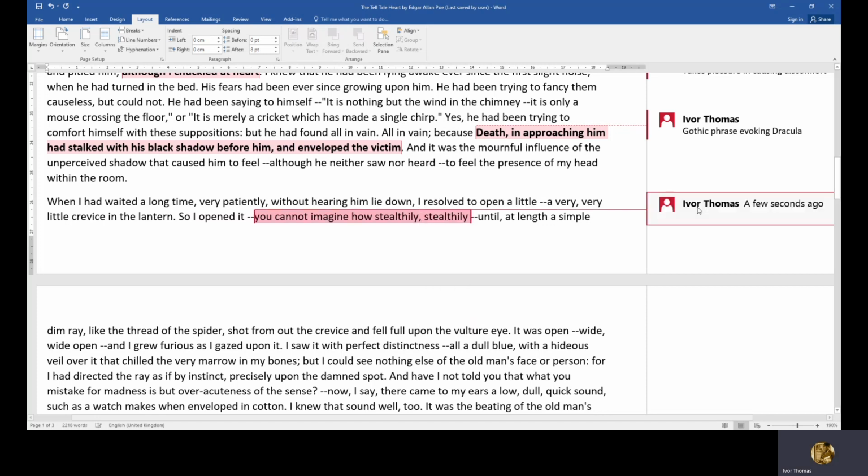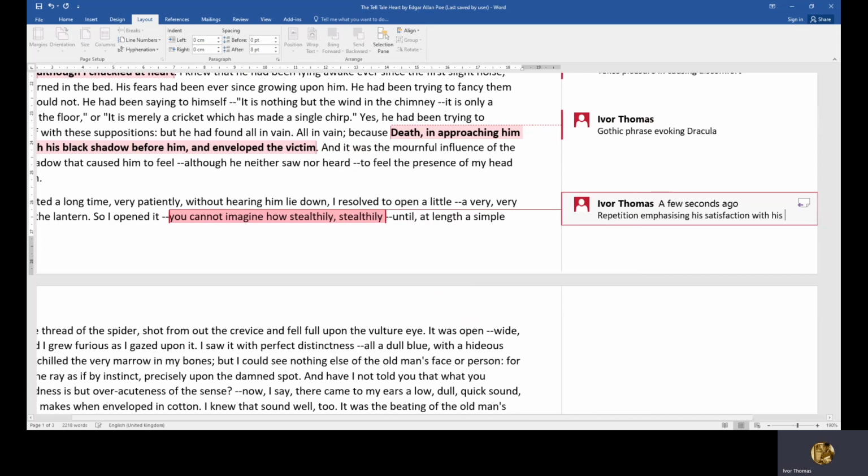Again, repetition, emphasizing his own planning.